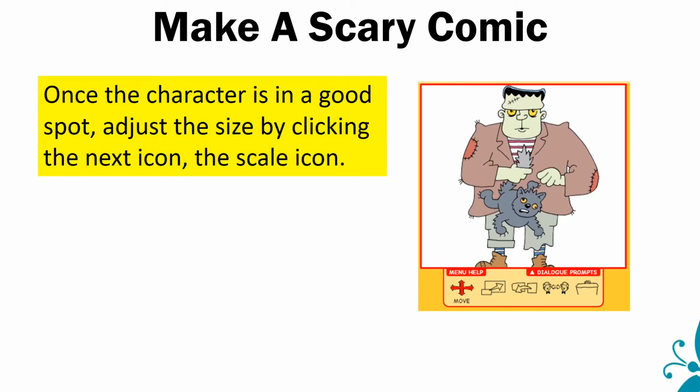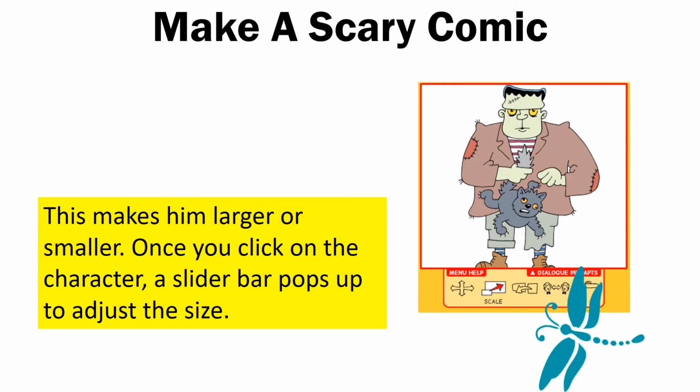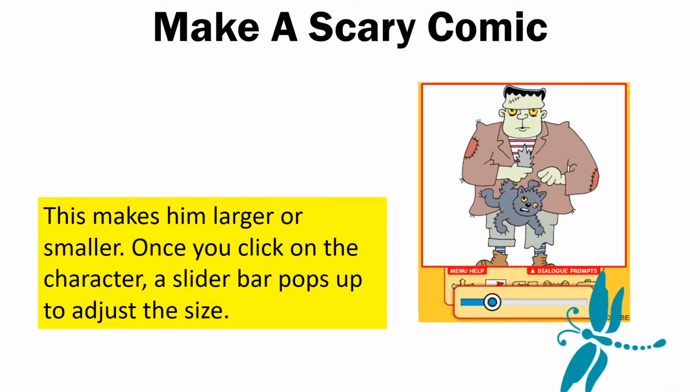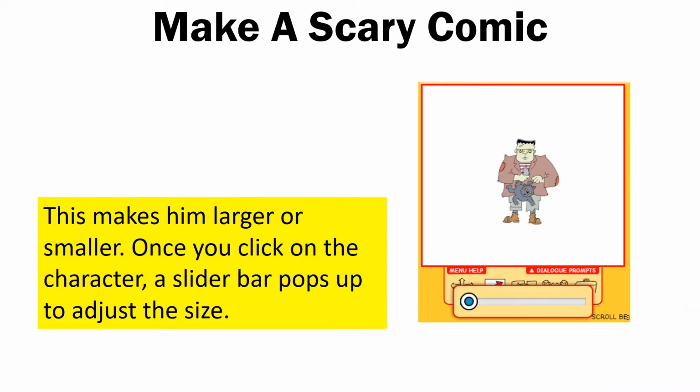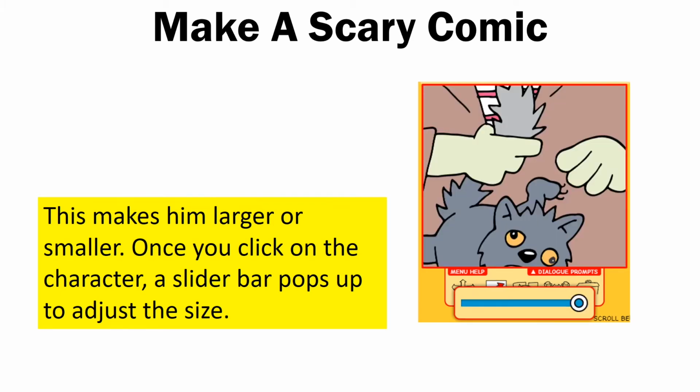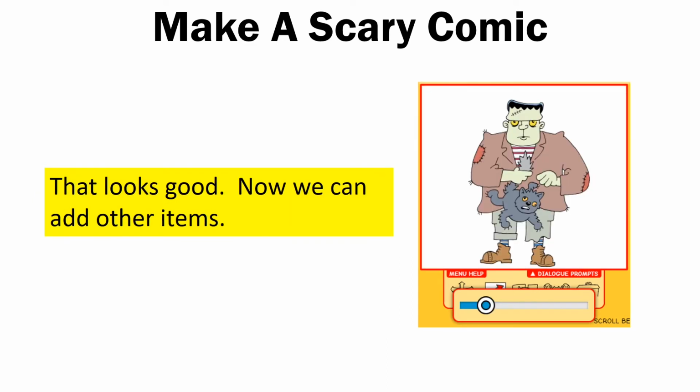Once the character is in a good spot, you can adjust the size by the next icon, the scale icon. This makes him larger or smaller. Once you click on the character, a slider bar pops up to adjust the size. So you can make him smaller or really, really large if you want to look at something on him. That looks good. Now we can add some other items.